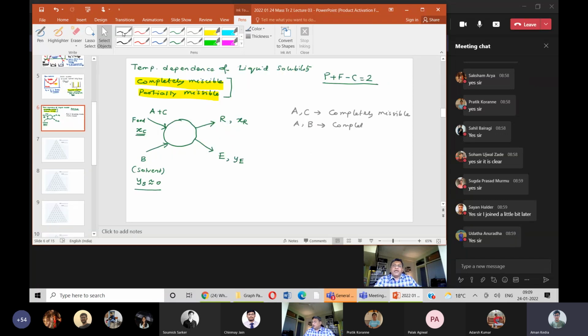A and B are completely miscible. A and C, and B and C, and A and B partially miscible.